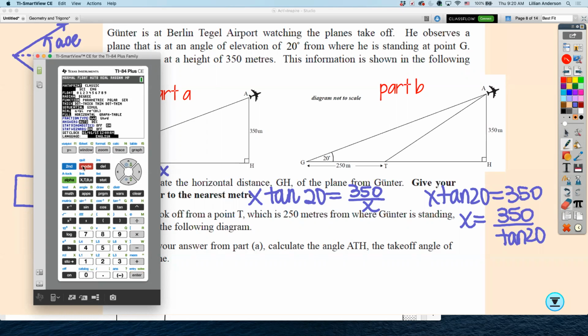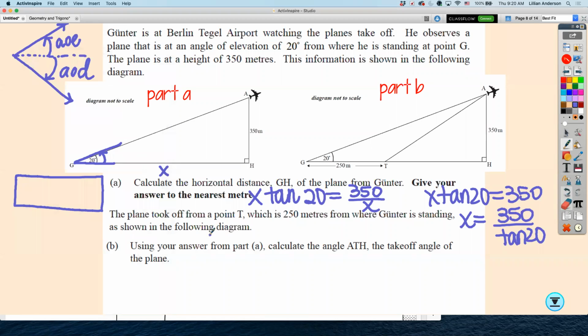All right. What was it though, when you're in degree mode? 162. Confirmation? Yes. And my units, which is meters. So that'll be my answer to part A. So far, so good?